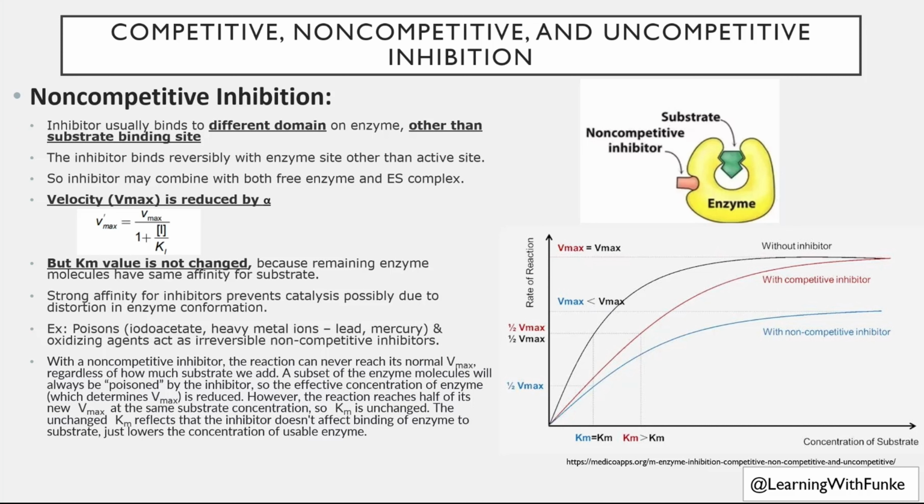And then to the next point, strong affinity for inhibitors prevents catalysis, possibly due to distortion in enzyme conformation. And to finalize for this, with a non-competitive inhibitor, the reaction can never reach its normal Vmax value. So Vmax is not equal to Vmax prime. Vmax prime is equal to Vmax divided by alpha. Okay, and that pretty much wraps it up for non-competitive inhibition.